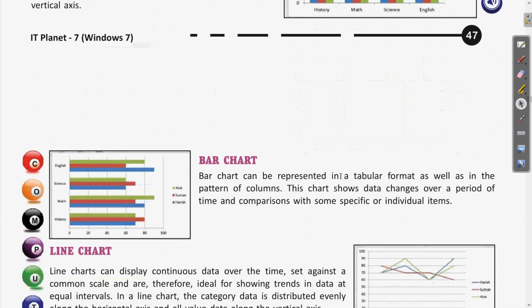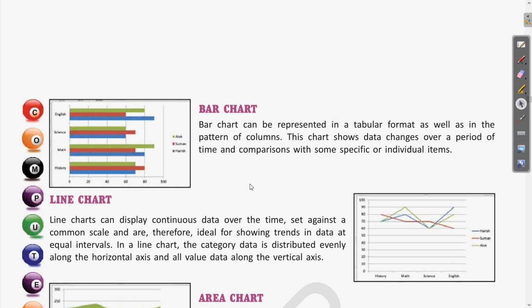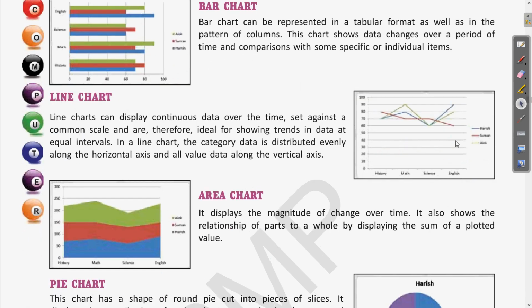Then bar chart we have seen. Bar chart is a similar type of tabular format where the pattern is of columns, and here also whatever the value is, it is represented using the length of these different bars. Clear? Then line chart is simply whatever value is changing with time, depicted on a chart using a single line.